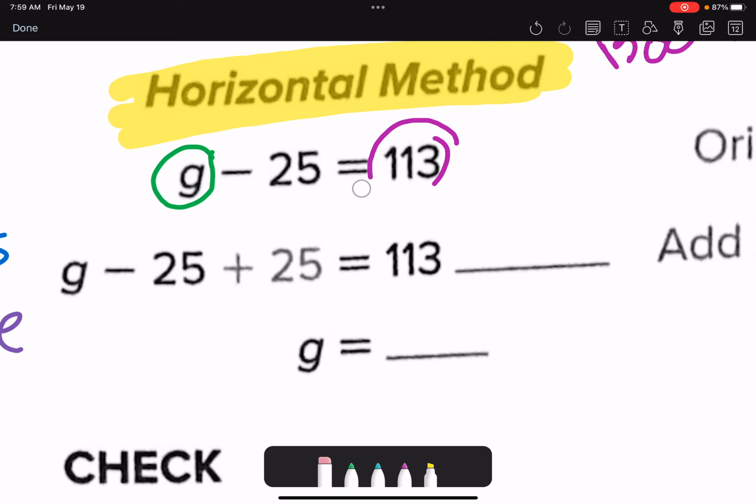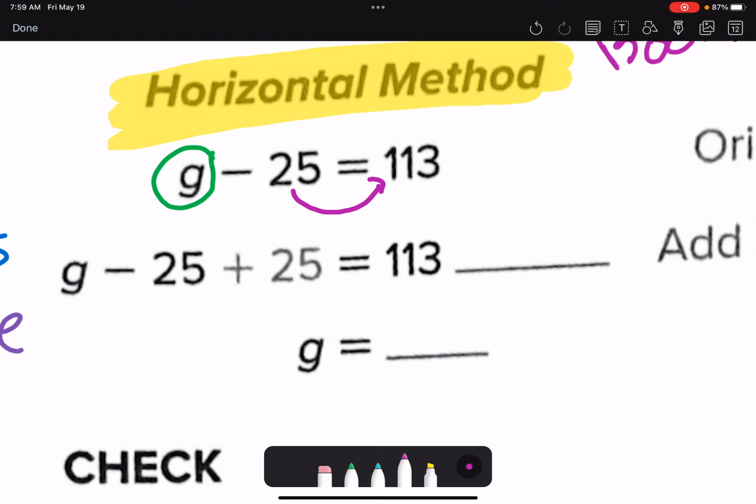You have to decide. So right here, g is already positive and alone on the left side. So that means that everything that's not g has got to go to the right side. So we're going to be moving the negative 25. And I'm going to do that by eliminating it from the left side and moving its value to the right side in order to keep this balanced.